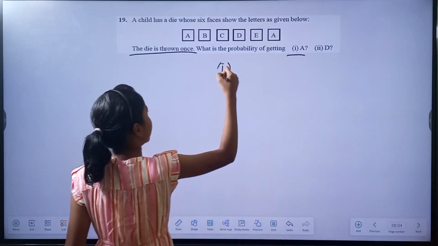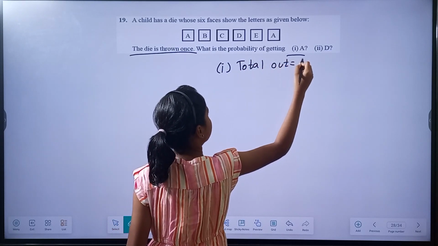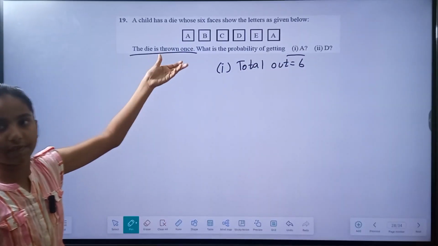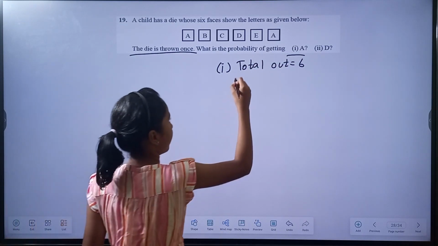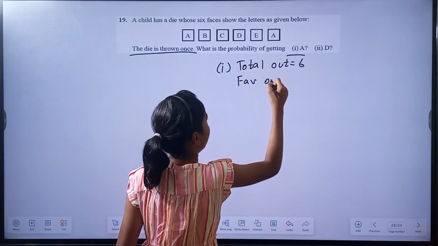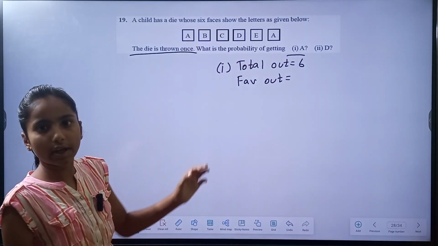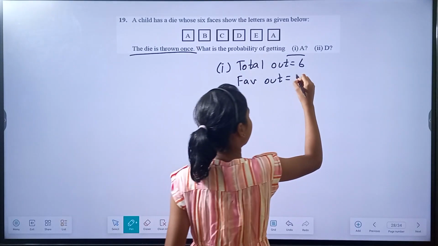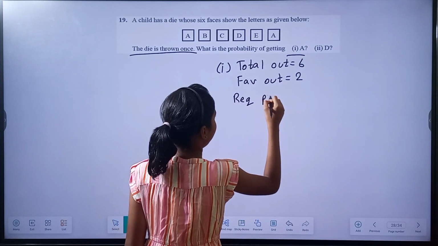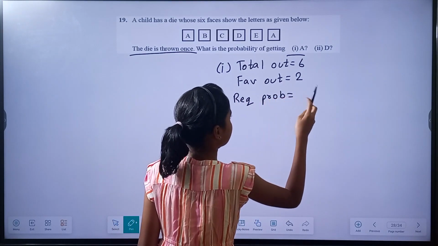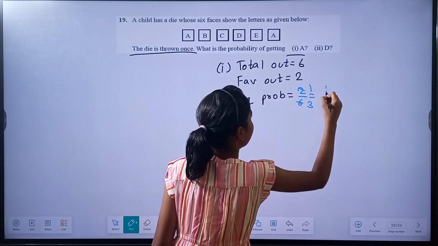So first, let's write the total outcomes. Total outcomes, we have 6 ways, because there are 6 faces. One face rollout has 6 ways. And the favorable outcomes is to get an A. We have 2 A's. So the required probability is equal to 2 by 6, which is equal to 1 by 3.